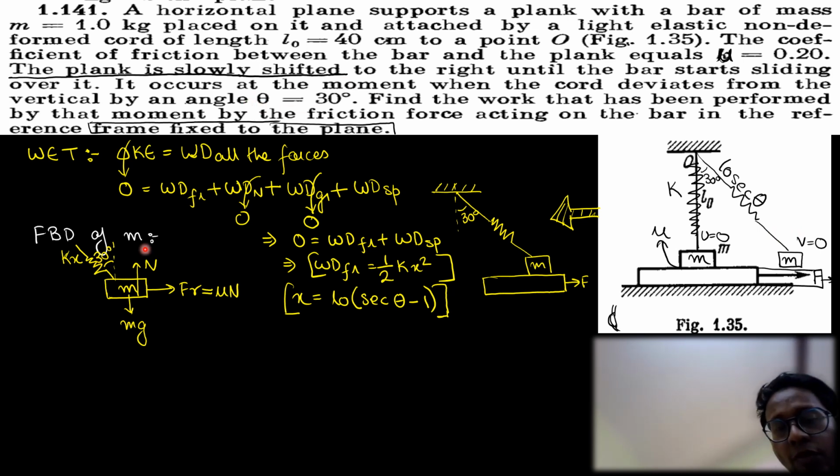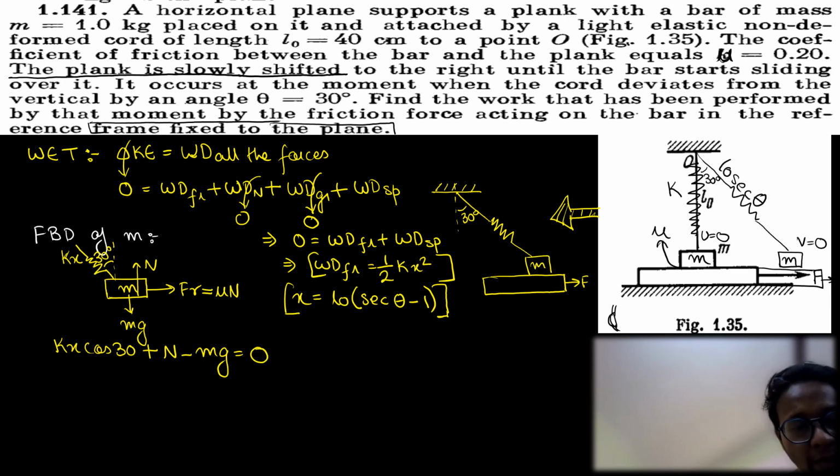Okay, so if we analyze the vertical component of force, vertical component of force is nothing but kx cos 30 plus N minus mg is equal to mass into vertical acceleration. What is vertical acceleration out here? 0, because the body is not lifting up or going down. So vertical acceleration is 0, so it is equal to 0.